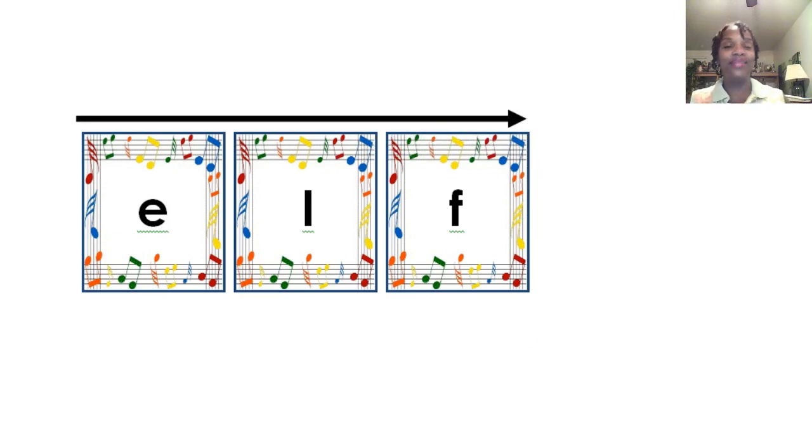Good job, good job, good job. So now we're going to put on our superhero capes. We're going to slide these three sounds together, just like that, at a count of 3. Ready? 1, 2, 3, go. Elf. Good job. Elf. What's an elf?